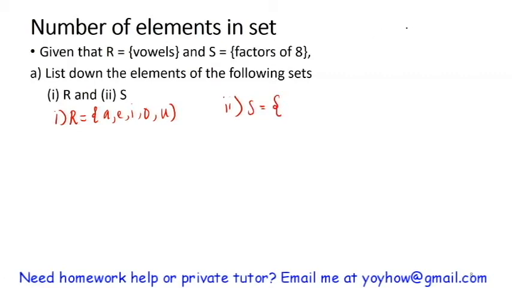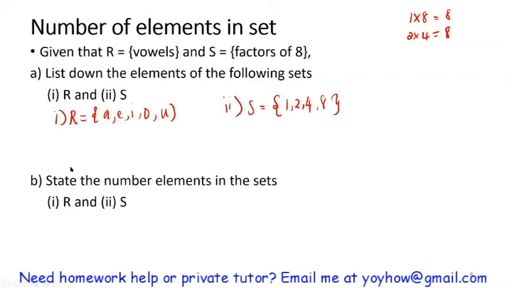Let's recap what we have in our factors. 1 times 8, we get 8. 2 times 4, we get 8 also. So we have 1, 2, 4, 8, right? So this is our factor. So we have all the listing already.